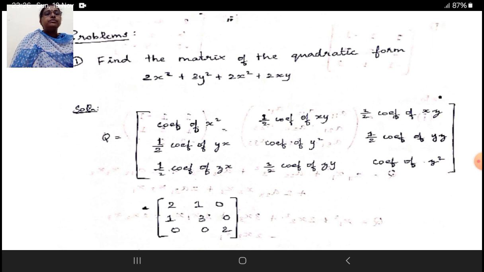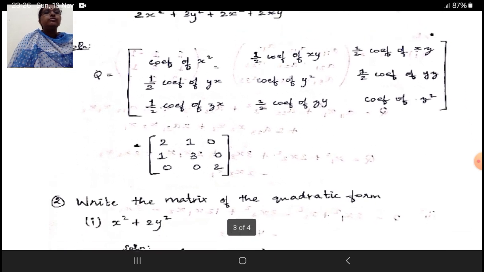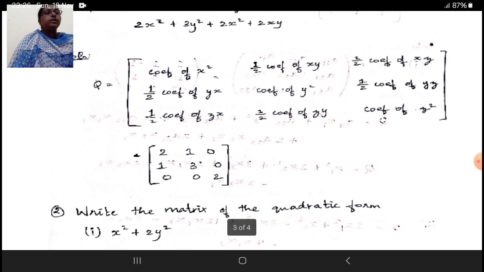Today we discuss problems based on quadratic forms. The first one is: find the matrix of the quadratic form 2x square plus 3y square plus 2z square plus 2xy. The quadratic form is given, and we want to write it in matrix format. We know the formula for the given matrix, so we can calculate these values by comparison.